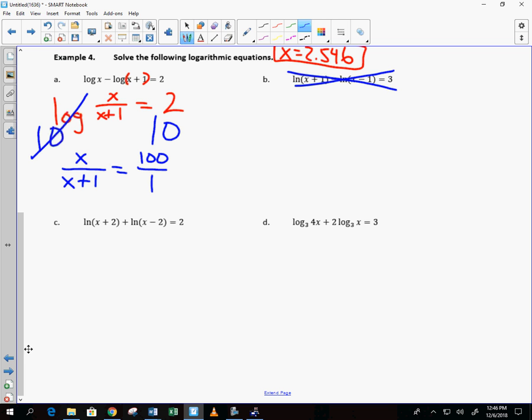Cross multiply. 100x plus 100 is equal to x. Subtract the 100x, I get 100 is equal to negative 99x, divided by negative 99.